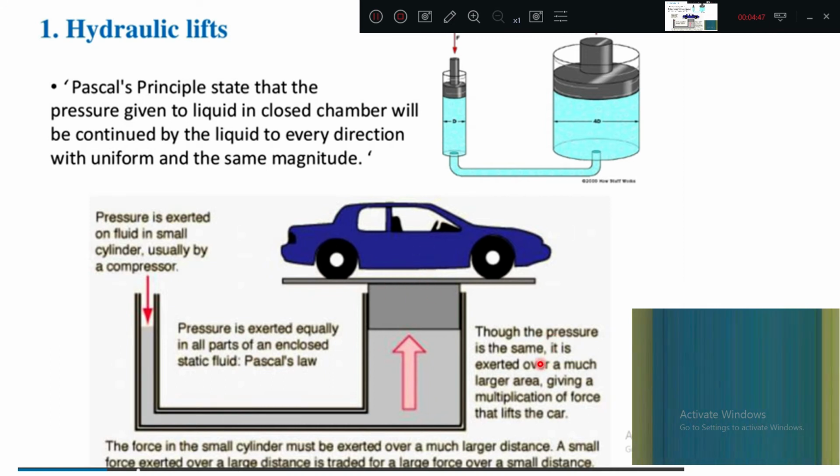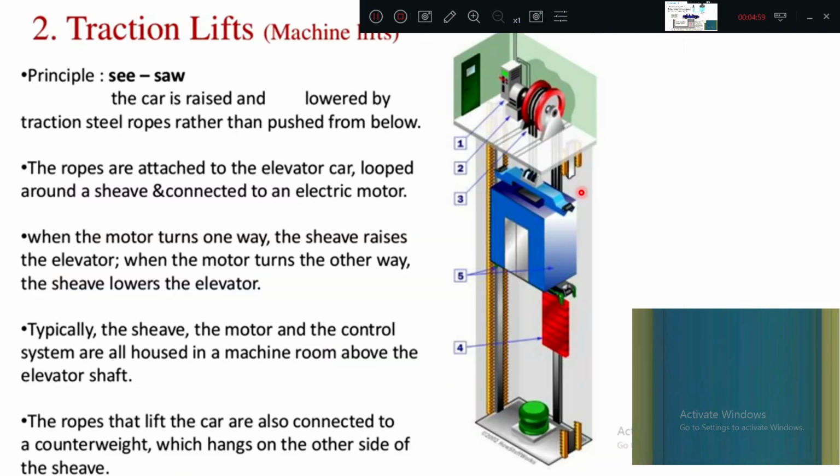The pressure is the same, but it is exerted over a much larger area. The pressure is the same, but the area is small here. The same pressure applied to the larger area is going to move it upward.